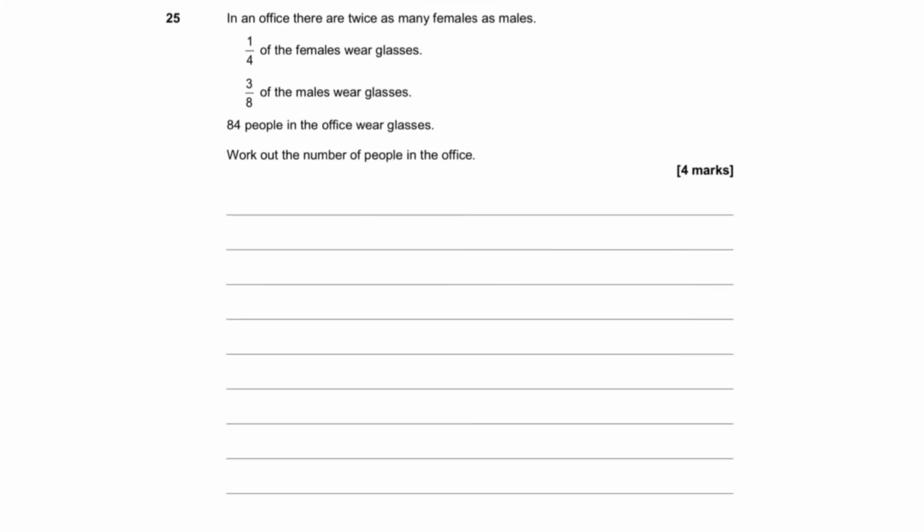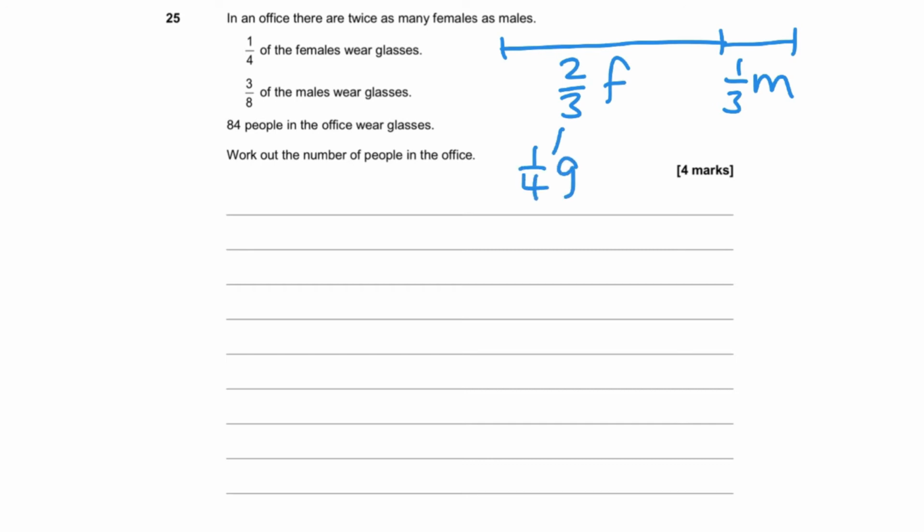So our next question says, in an office there are twice as many females as males. 1/4 of the females wear glasses. 3/8 of the males wear glasses. 84 people in the office wear glasses. Work out the number of people in the office. So if there's twice as many females as males in the office, then the office must be split up into 2/3 female and 1/3 male. So out of the 2/3 that are female, 1/4 of those wear glasses. And out of the 1/3 of males, 3/8 of them wear glasses.